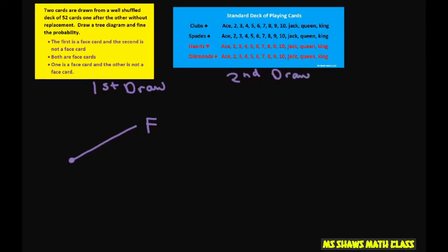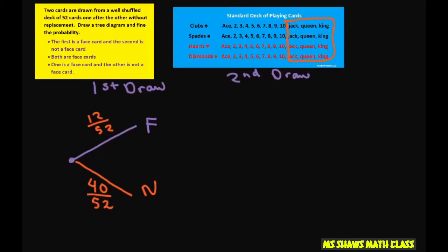So face card. If you look at the face cards, there's a total of 12 face cards, 3 from each suit. So that's going to be 12 out of a total of 52 cards. So, not a face card, drawn the branches, and F and N are the leaves. This would be 40 out of 52.